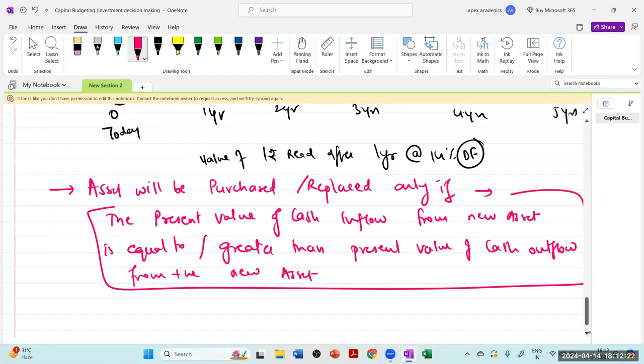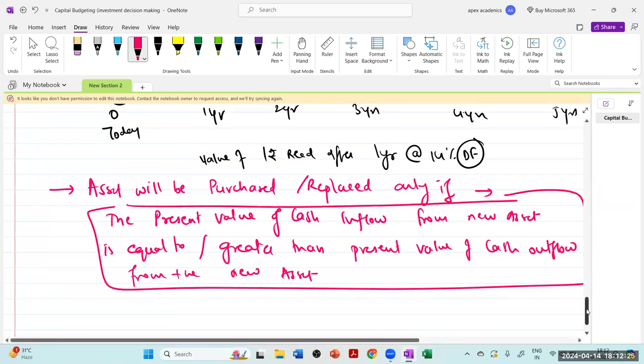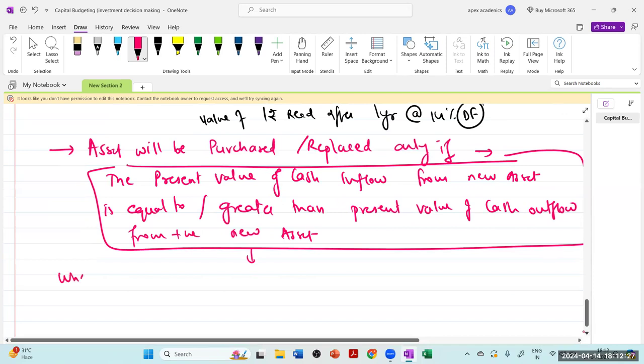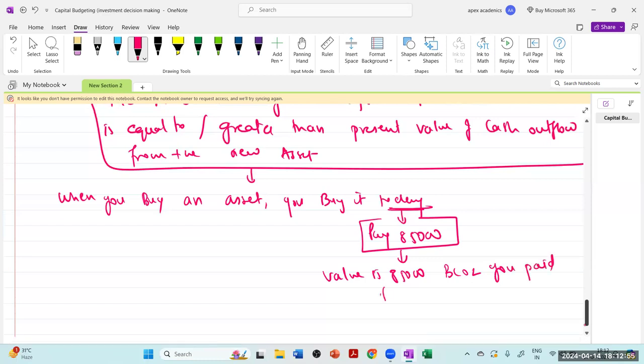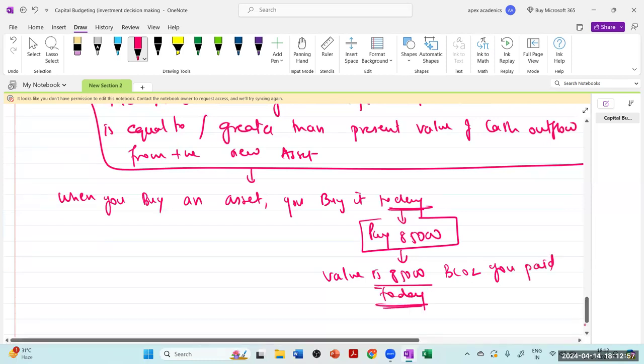What is the meaning of this? See, when you buy an asset, you buy it today. You buy it when? You buy it today. Suppose if you pay 85,000 rupees for it, the value is 85,000 because you paid today itself. Please remember this. The value is 85,000 because you paid today.